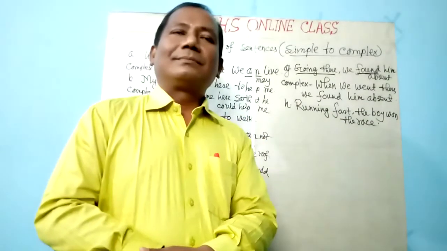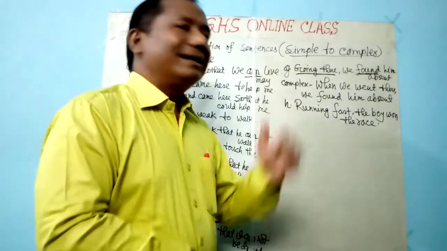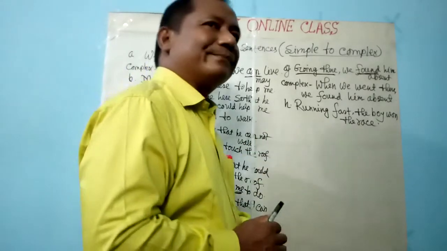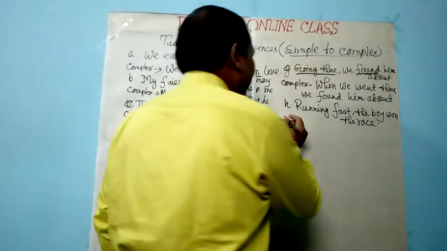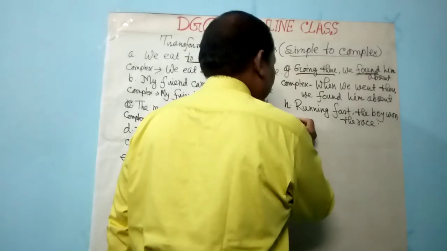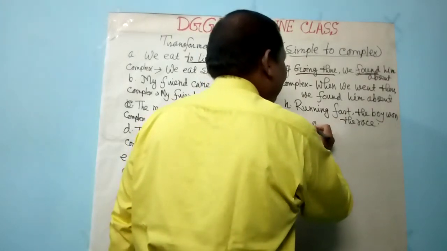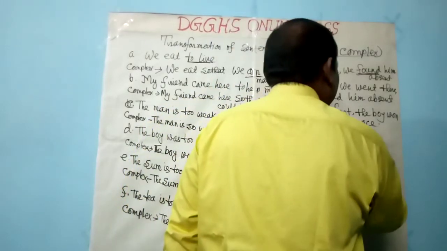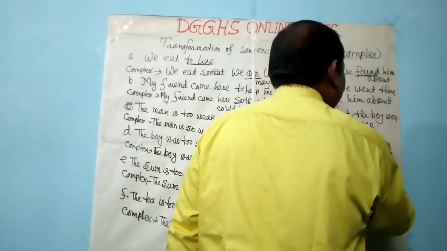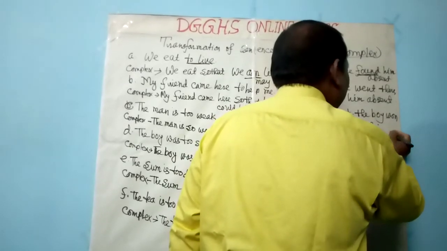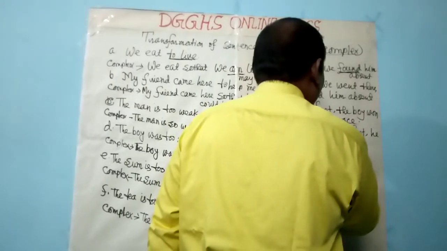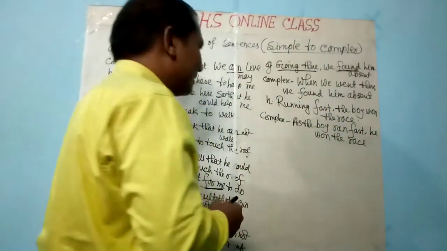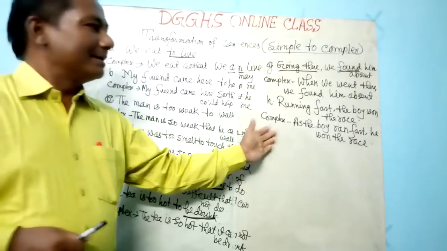Why? Because he ran fast. So in order to make it complex, we use here as. That means as the boy ran fast, he won the race. Dear students, can you understand it?